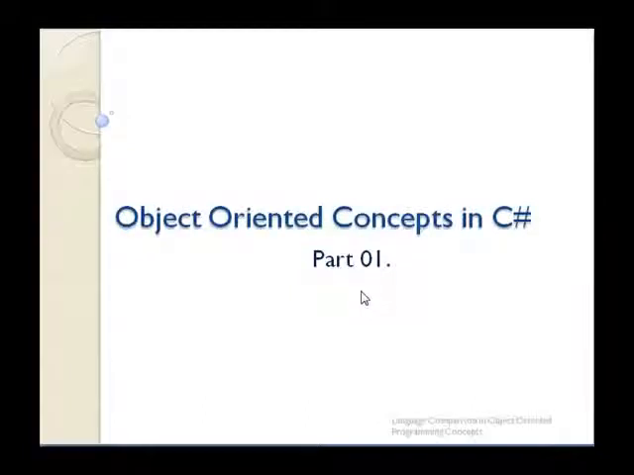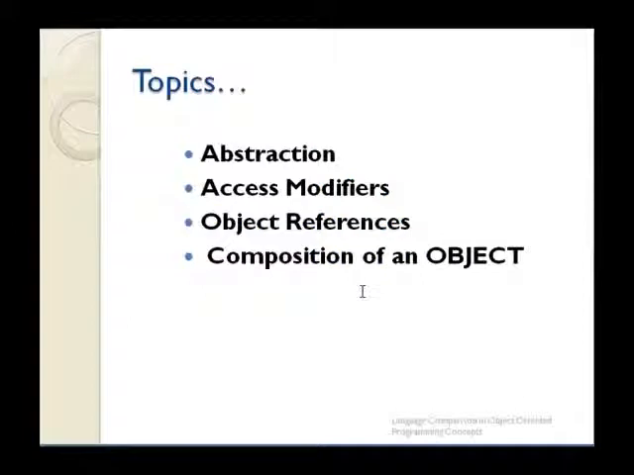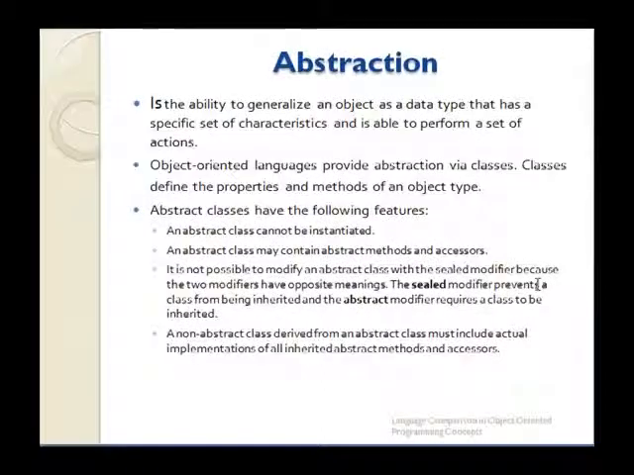We are going to talk about how object-oriented concepts work in the C# language. These slides contain abstraction, access modifiers, object references, and composition of an object as main topics. First, we are going to talk about abstraction.